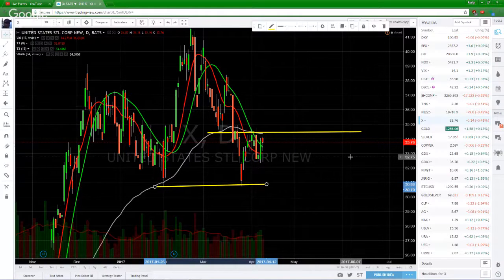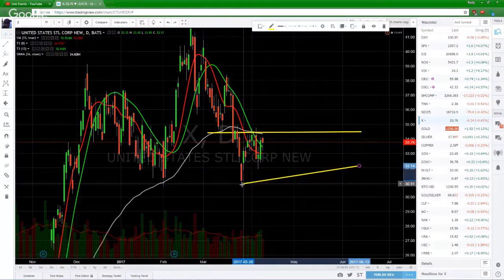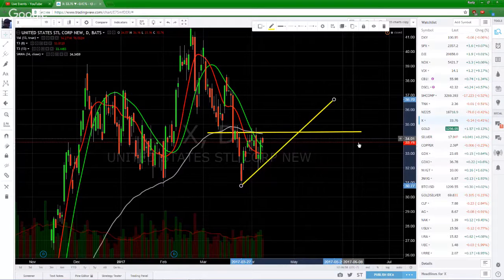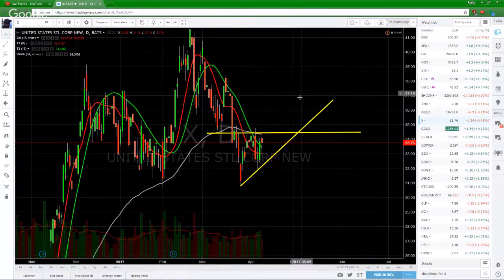We got higher lows coming in. Just be aware that they can fail. It's coming into resistance now. It could get rejected. But higher low, let's make a higher high. Get out of that bottom.